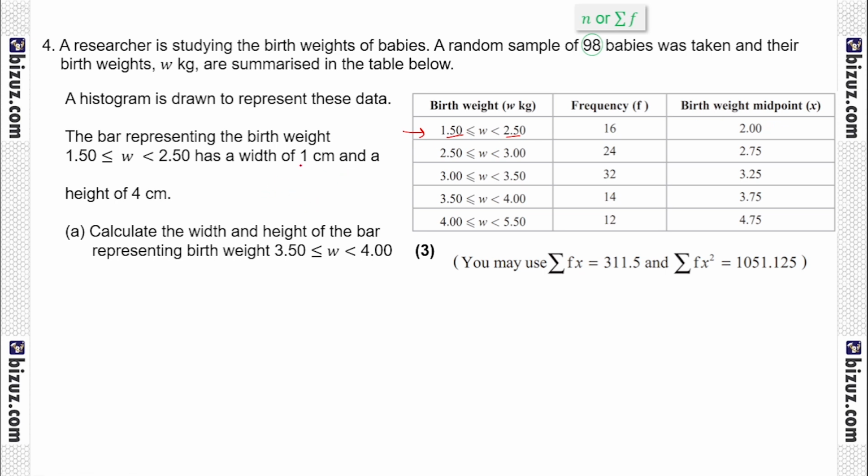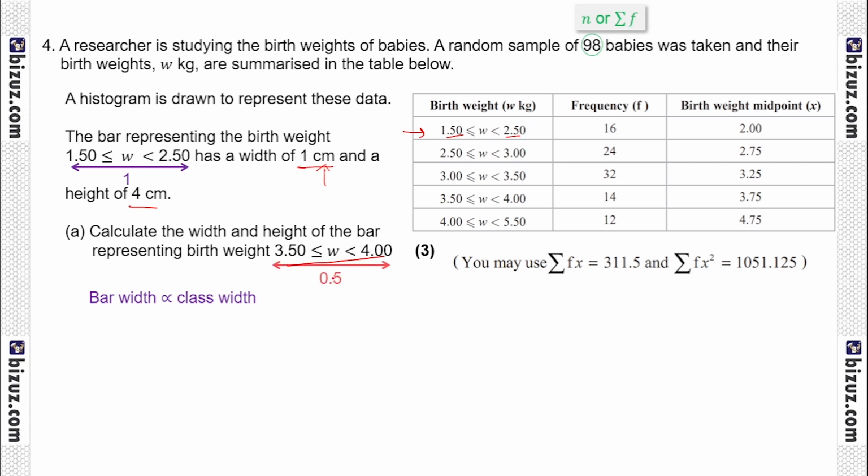And we know the width and height on the histogram that we're about to draw. We know the width and the height. However, for this class, we know nothing, and we need to find the width and the height for this bar. So on a histogram, the bar width has to be proportional to the class width. So the class width here, basically the difference between the endpoints, is 1. And that 1 centimeter, which is the bar width, has to be proportional to that.